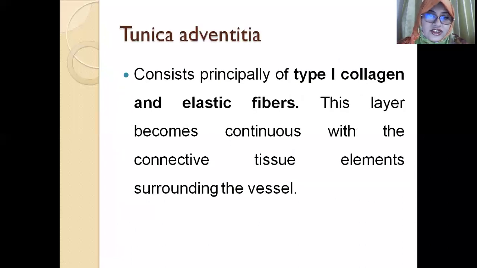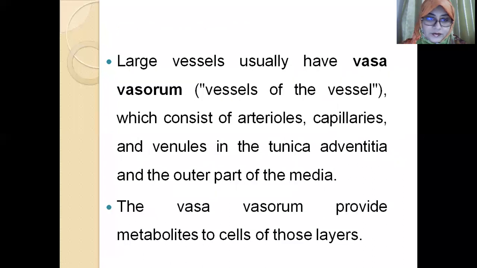Now, tunica adventitia or tunica externa. It consists principally of type 1 collagen fibers and elastic fibers. This layer becomes continuous with the connective tissue elements surrounding the vessel. Large vessels usually have vasa vasorum, that is, vessels of the vessel, which consist of arterioles, capillaries, and venules in the tunica adventitia and outer part of the media. The vasa vasorum provide metabolites to cells of those layers.